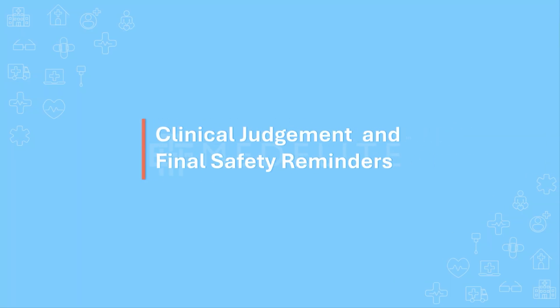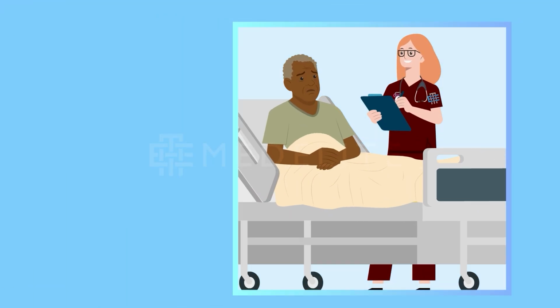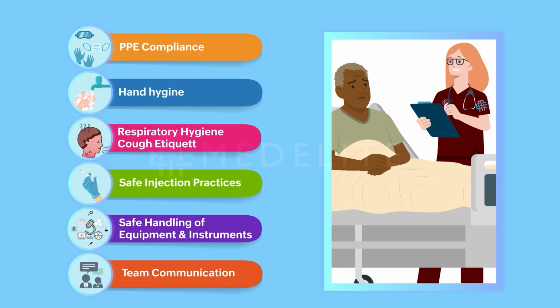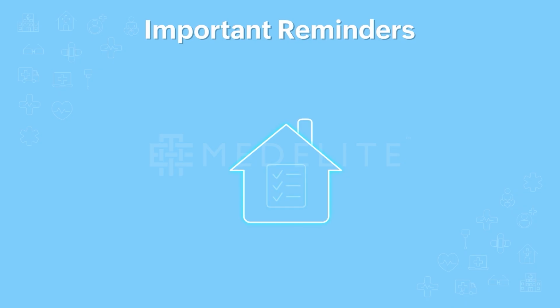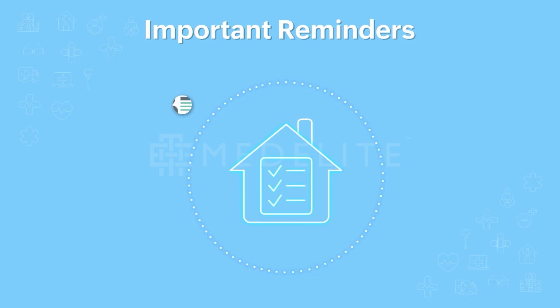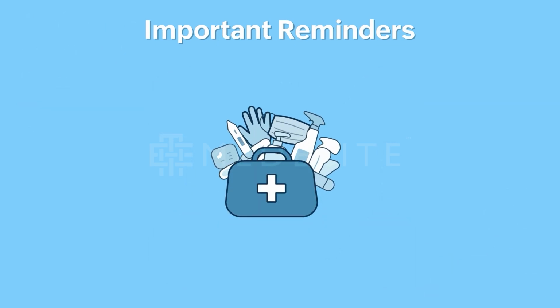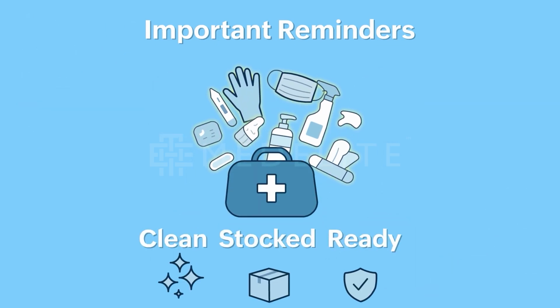Clinical judgment and final safety reminders. As on-site healthcare professionals, your clinical judgment and observations are key components of infection control. Here is a final list of important reminders. Always adhere to facility-specific policies. We are working in their home and space. Be prepared. Ensure your supplies are clean and stocked.